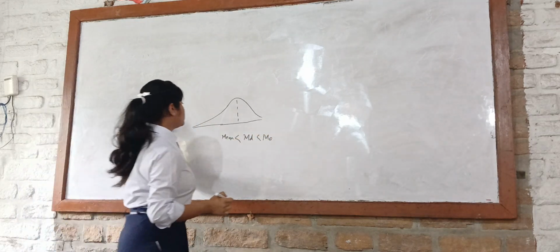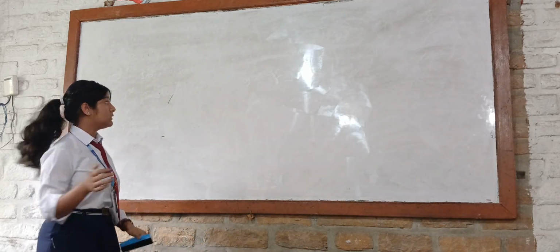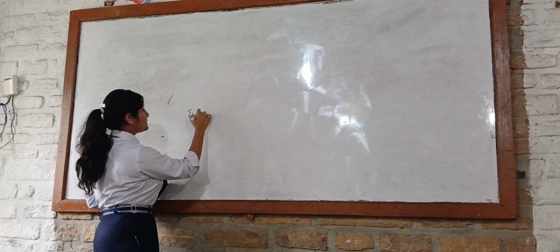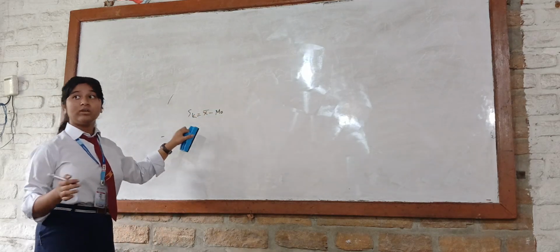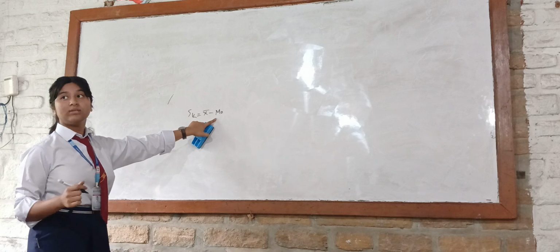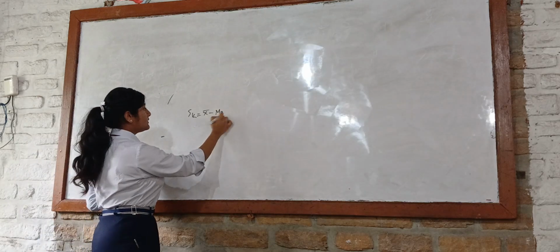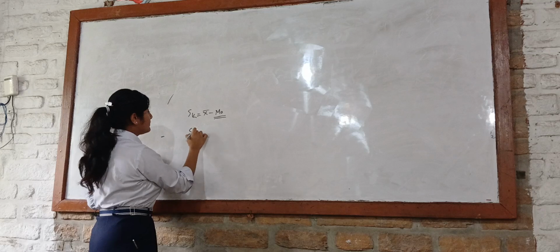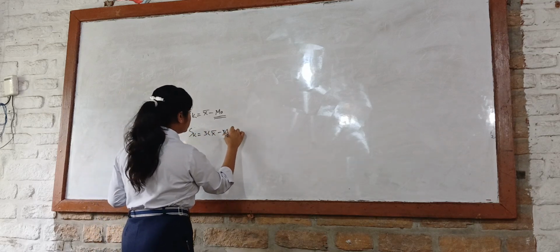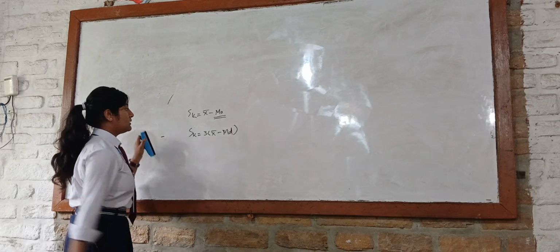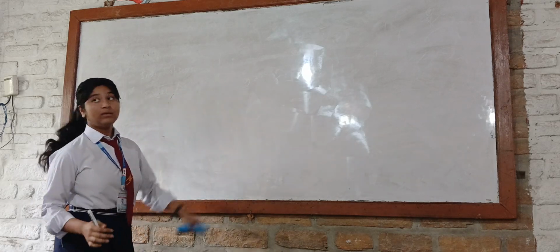Now moving on to the formula, we have the first measure of skewness. The formula is given as Sk equals mean minus mode. So we have another formula where the mode is ill-defined or in the bimodal case. So in this case, if the mode is difficult to find out, then we have another alternative formula, that is 3 into mean minus median. So this is for the first measure of skewness.